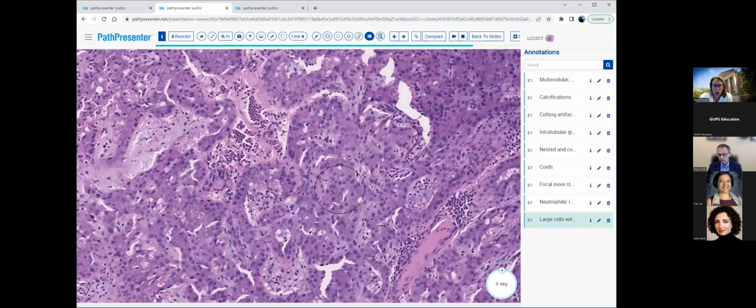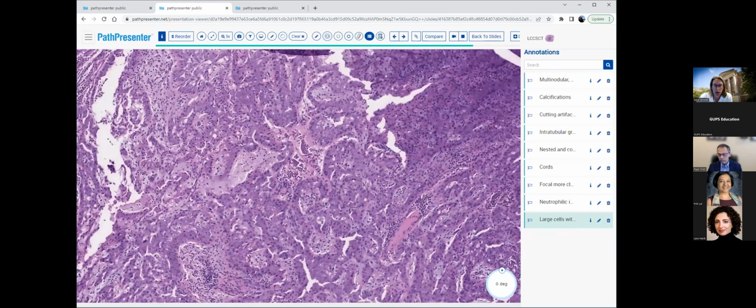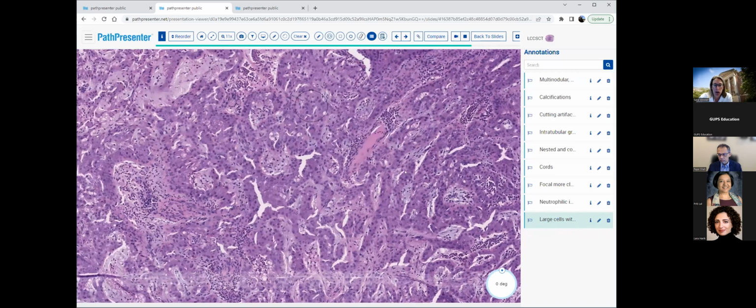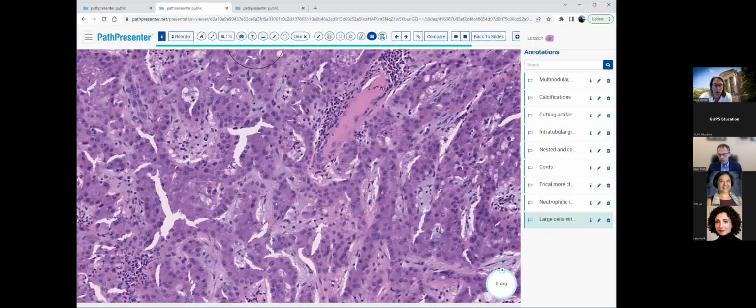One thing that's important to point out is a potential pitfall with these large cell calcifying Sertoli cell tumors: how pink they are, eosinophilic. So certainly you could see how confusion could come up with a Leydig cell tumor very easily, given the very abundant eosinophilic cytoplasm in these tumors.